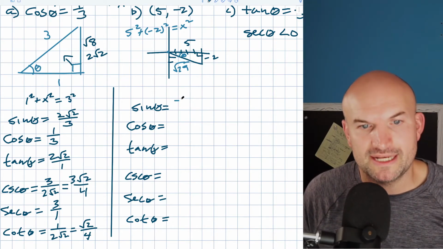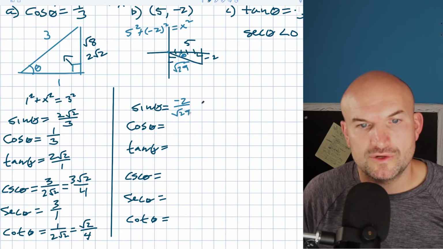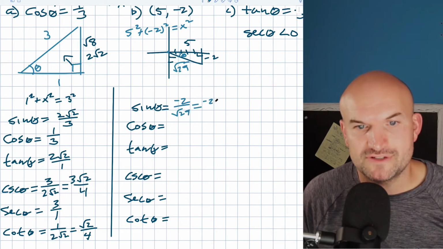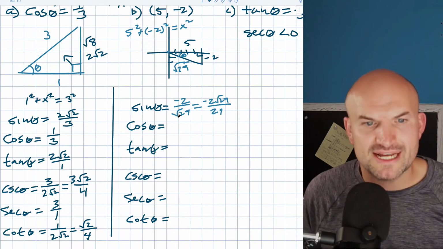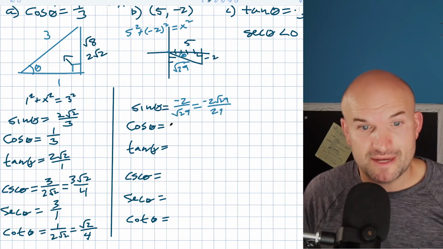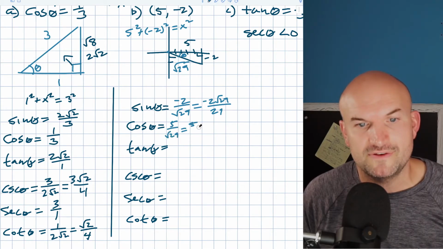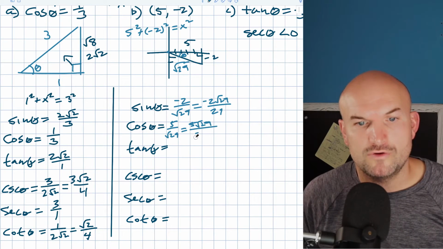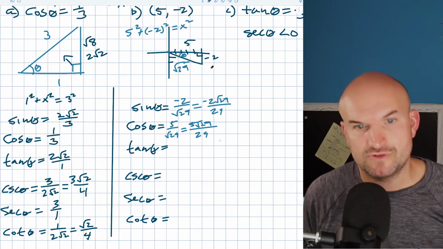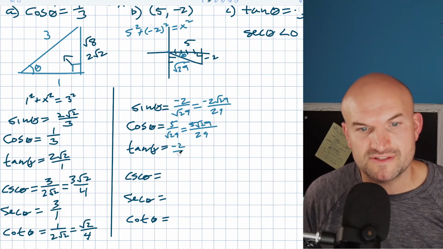So sine of theta is opposite over hypotenuse. Therefore, that's going to be negative 2 over square root of 29, which you can rewrite as negative 2 square root of 29 over 29. Cosine is going to be adjacent over hypotenuse. So that's going to be 5 over square root of 29, which again is 5 square root of 29 over 29. Tangent is opposite over adjacent. So that's going to be negative 2/5.